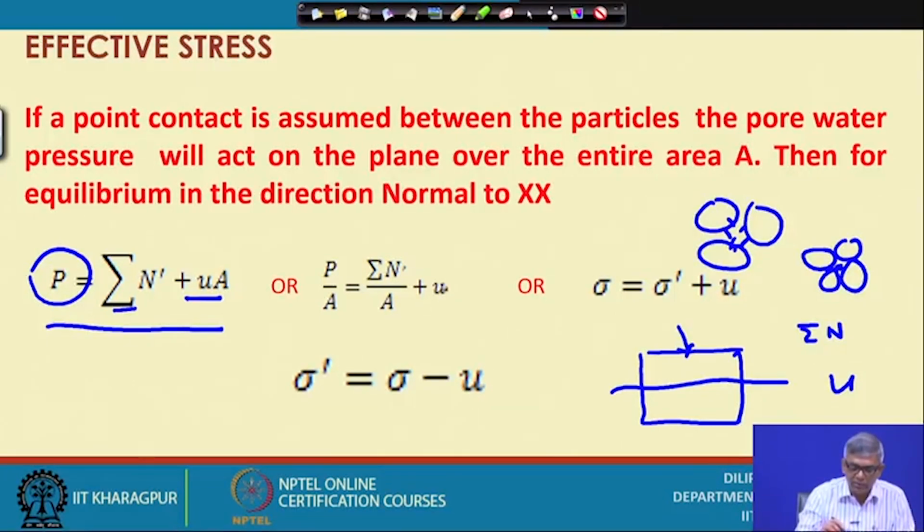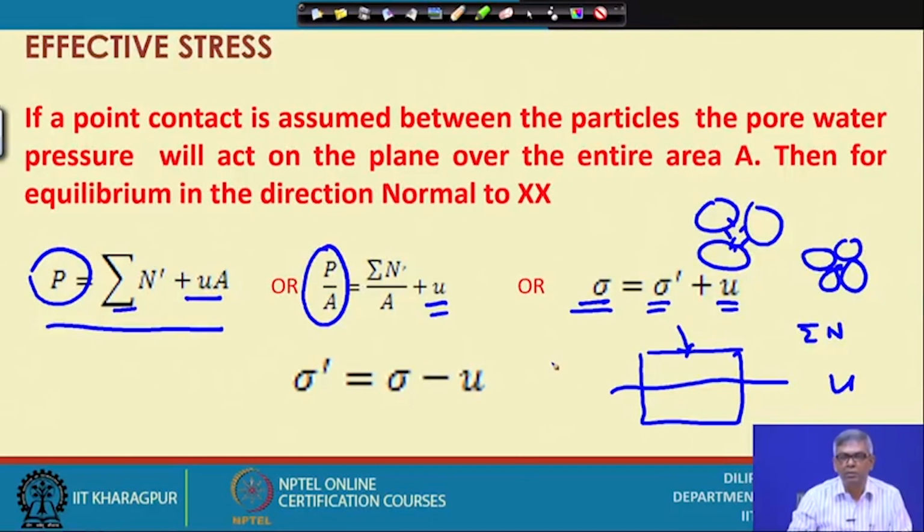then you can see P by A equals sigma n dash by A plus u. Now, this we have defined in the previous slide: P by A is nothing but sigma, and sigma n dash by A is nothing but sigma dash, that is the effective stress, and u is nothing but the pore water pressure u. So, finally our interest is to find out the effective stress.